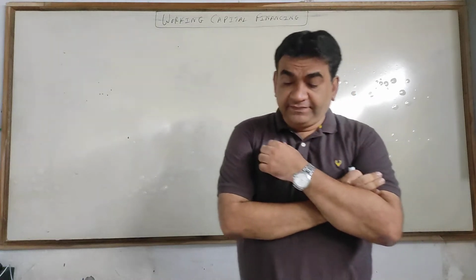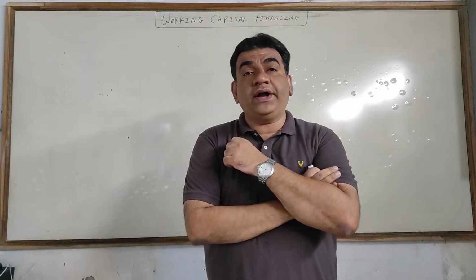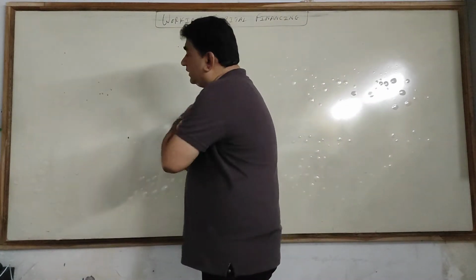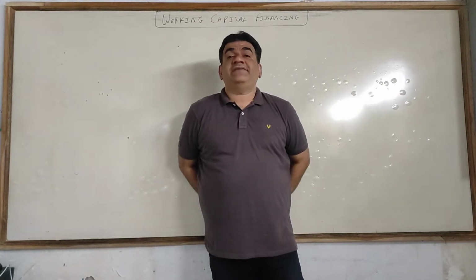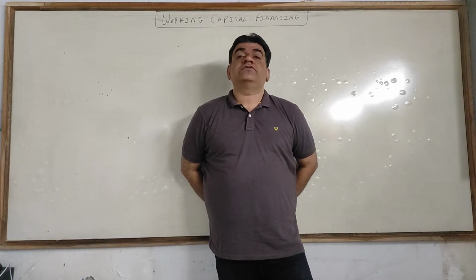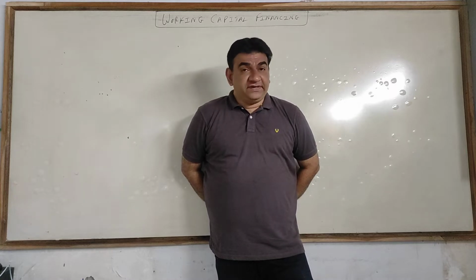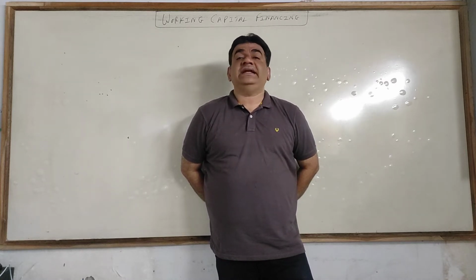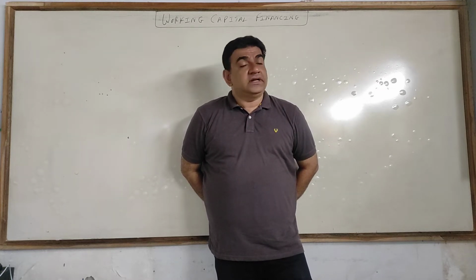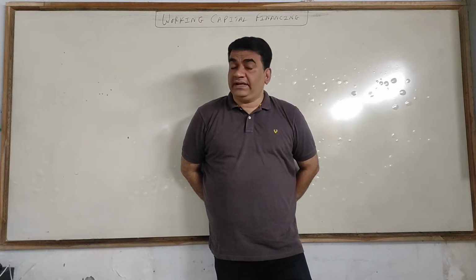Continuing further with FM. Today I take the next chapter of your syllabus, that is working capital finance. Now, in your second year back in management accounting, you all have done a chapter called working capital. You all know what is working capital. Working capital is nothing but the difference between your current assets and current liabilities. If you make an accounting equation, working capital is equal to current assets minus current liabilities.